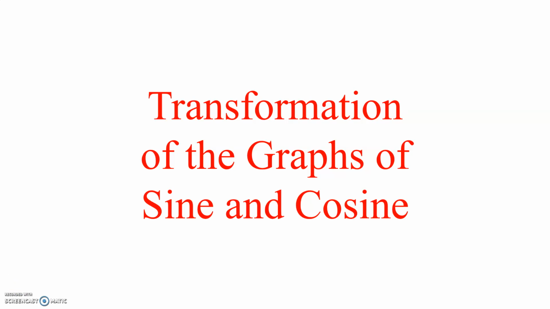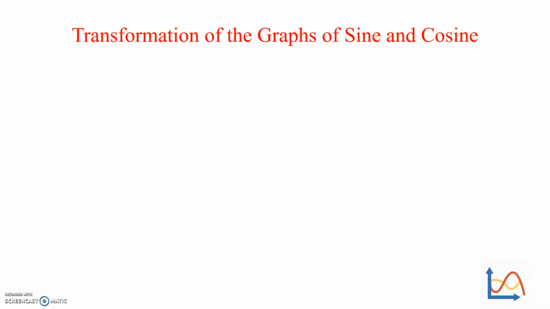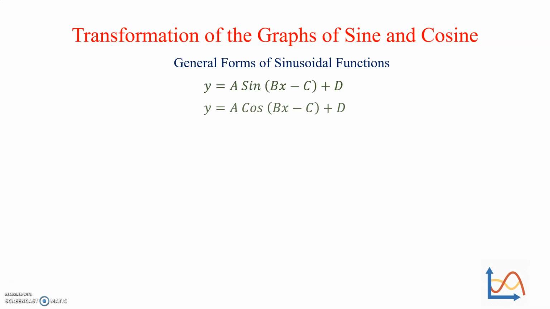Okie dokie. In this video lesson, we'll be looking at the transformations of the graphs of sine and cosine. So we'll review the general forms of the two sinusoidal functions that we've looked at so far: y equals a sine(bx minus c) plus d and y equals a cosine(bx minus c) plus d. We've already looked at what each of the different variables represented. Specifically, we saw that the A represented the amplitude, while the B helped us determine the period by taking 2 pi and dividing by B.